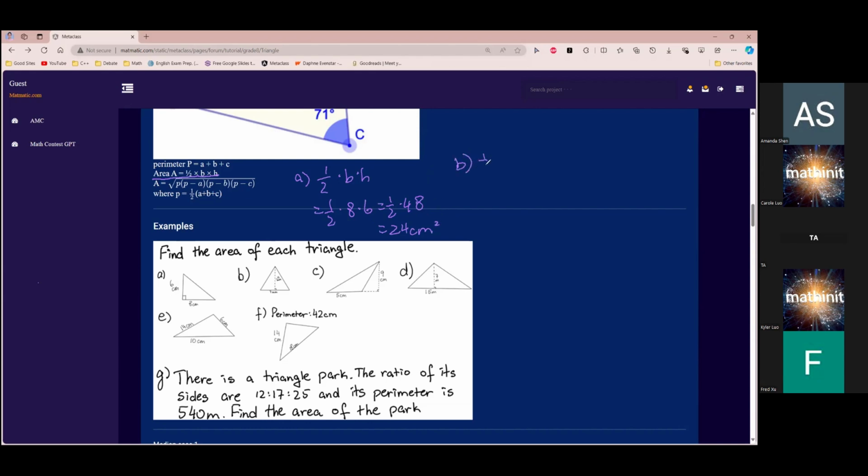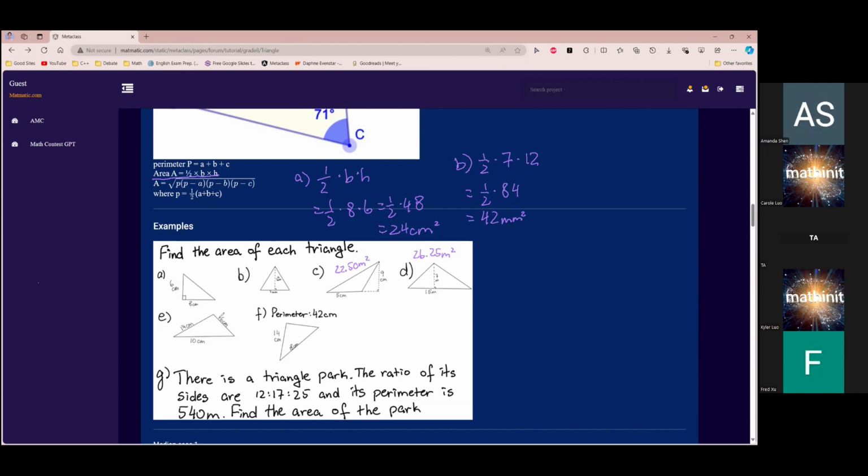For B, it's the same thing. You have 7 as the base and 12 as the height. So half times 84 means the area would be 42 millimeters squared. I'll just tell you the answer for these two. C is 22.5 centimeters squared, and D is 26.25 meters squared.